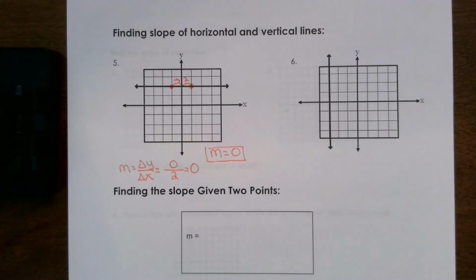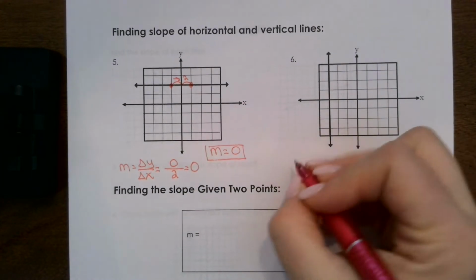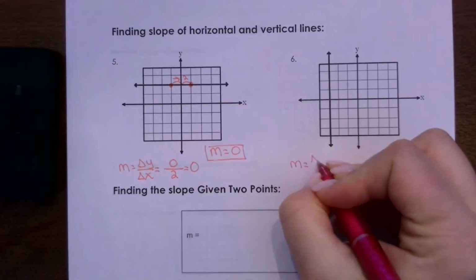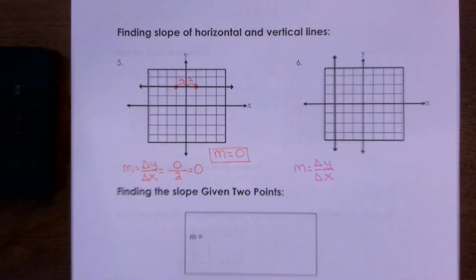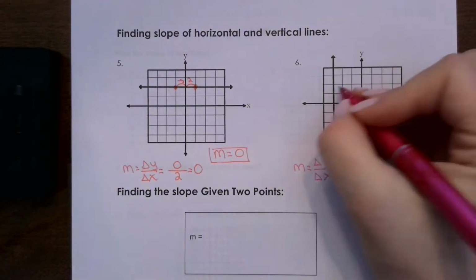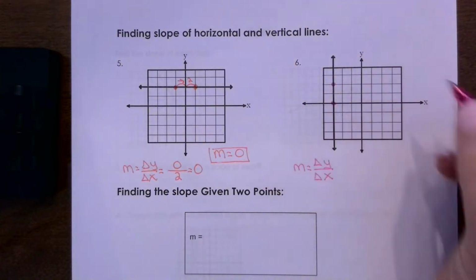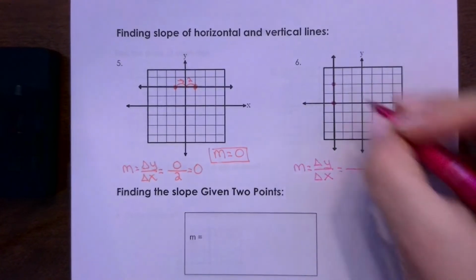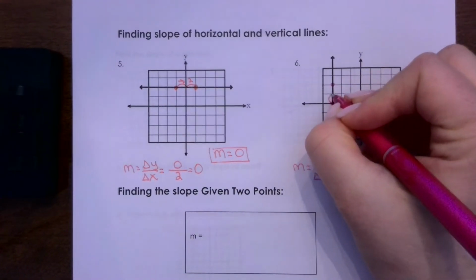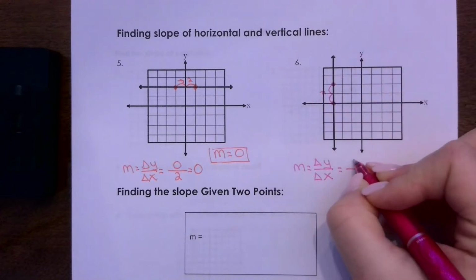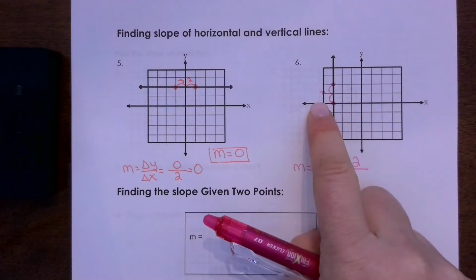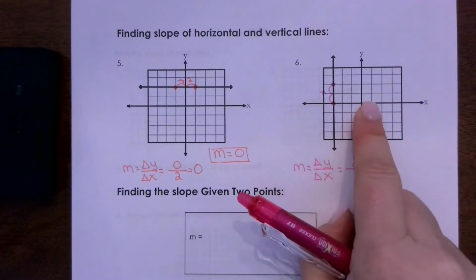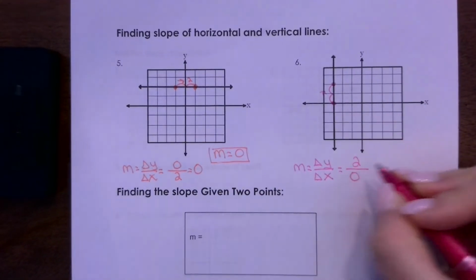How about a vertical line? Well, we can also calculate this using our understanding of slope as the change in y, the vertical change, over the change in x, the horizontal change. Let's take these two perfect points. When I look at my change in y, I'm going up 2. But if I look now at my change in x, I'm not going left or right. So my change is 0.